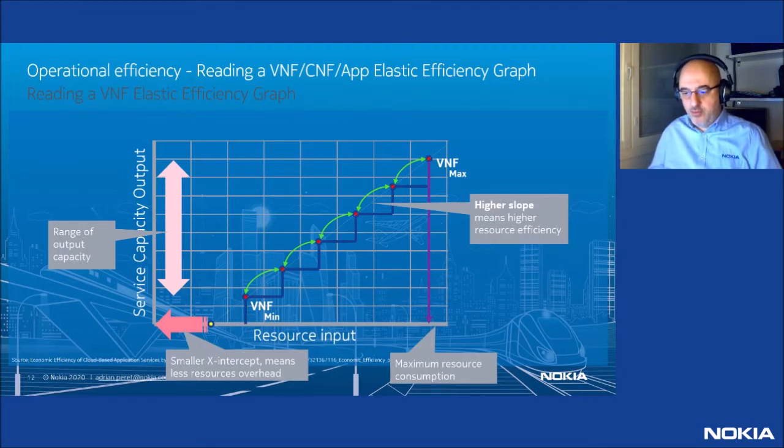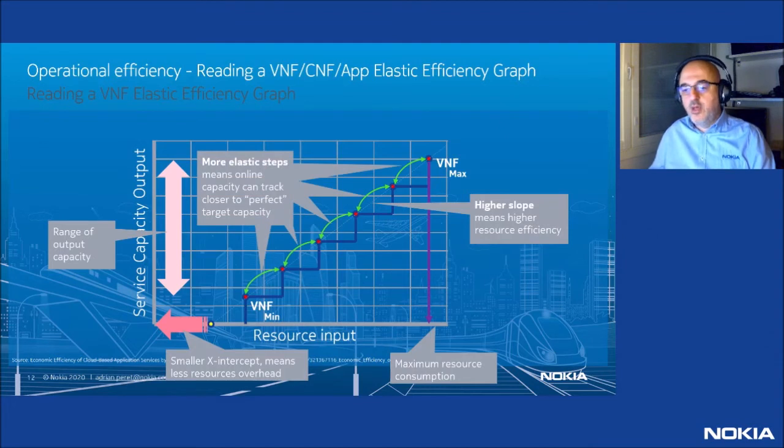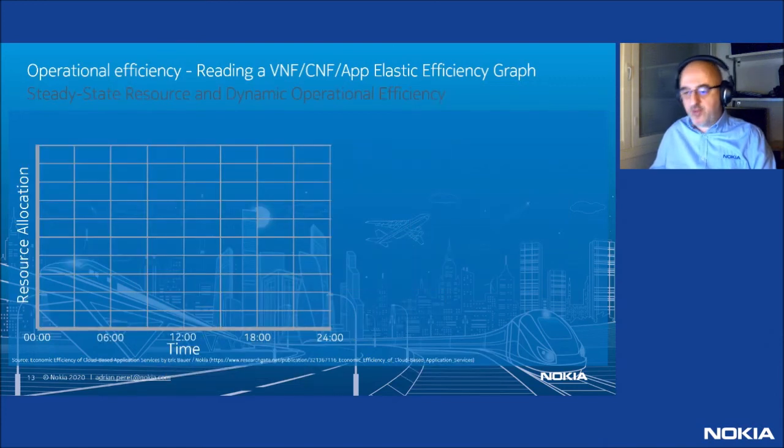More elastic steps, so those stairs, means online capacity can track closer to perfect target capacity. So the more steps you have, the smaller it is, the better. And then this is the range of the output capacity. You can see it on the left side as an arrow, because the output capacity of your application does not start straight from the bottom, because there are resources which are used, which are resources overhead. And then you have the maximum resource consumption, which is the total resources, the overhead plus the service capacity output. So more elastic steps means online capacity can track the perfect target capacity.